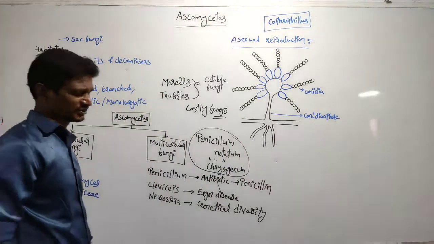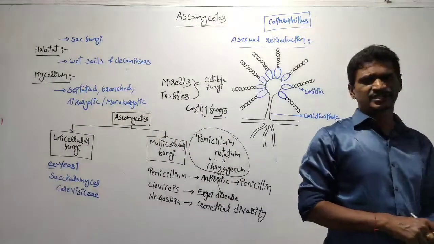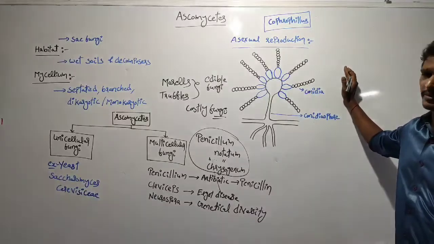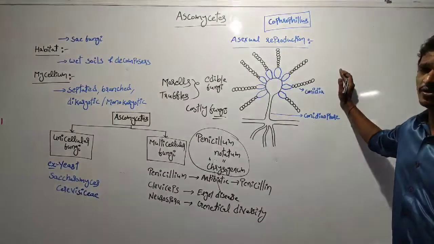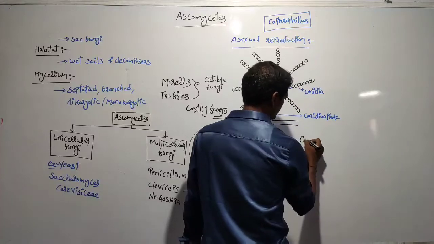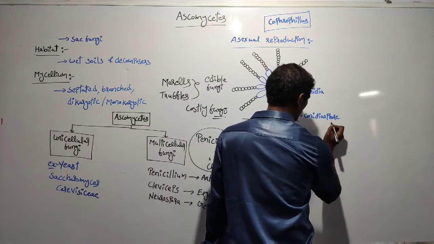And coming to the next one, the reproduction process. Within the asexual reproduction process, conidiospores are produced. The spores are called conidiospores.